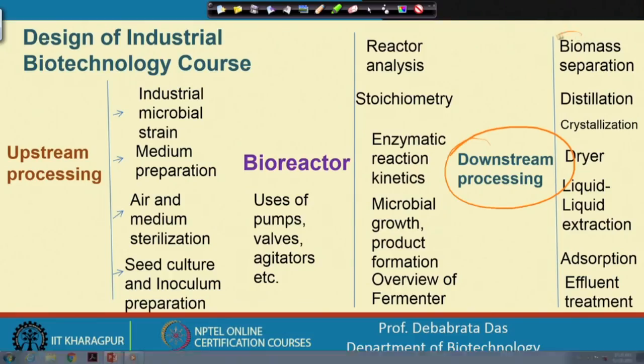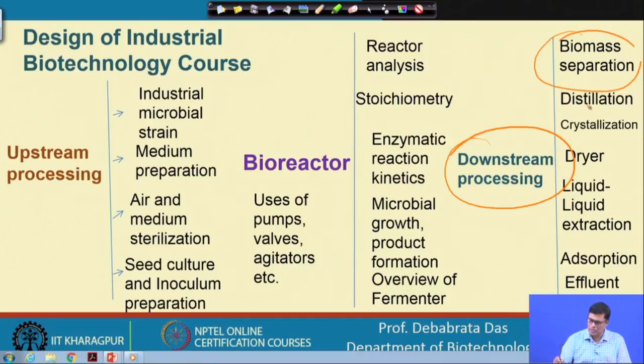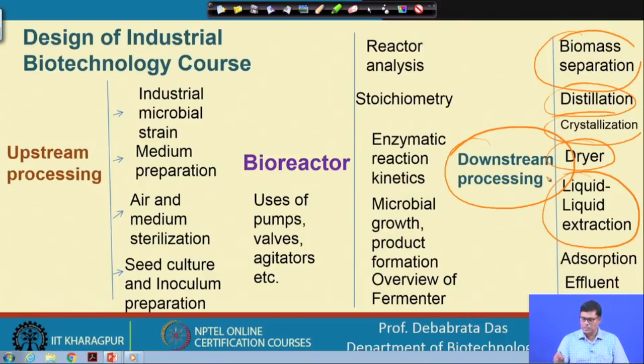First you have to do the biomass separation, then other downstream processing like distillation, which is used in the ethanol fermentation process; crystallization, which is used in the citric acid fermentation process; drying, since if your crystals are there you have to dry them; and liquid extraction, which is used in the penicillin fermentation process.